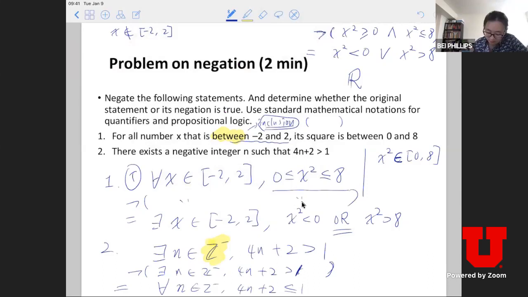And then I've also got a question. Yeah, so if the negation is true, then the original thing is false, right? This is true, meaning that there exists a negative integer where 4 times the negative integer plus 2 is smaller or equal to 1. One potential candidate is when n is equal to -1. So -4 plus 2 is, of course, less than or equal to 1. Okay, what is the question?